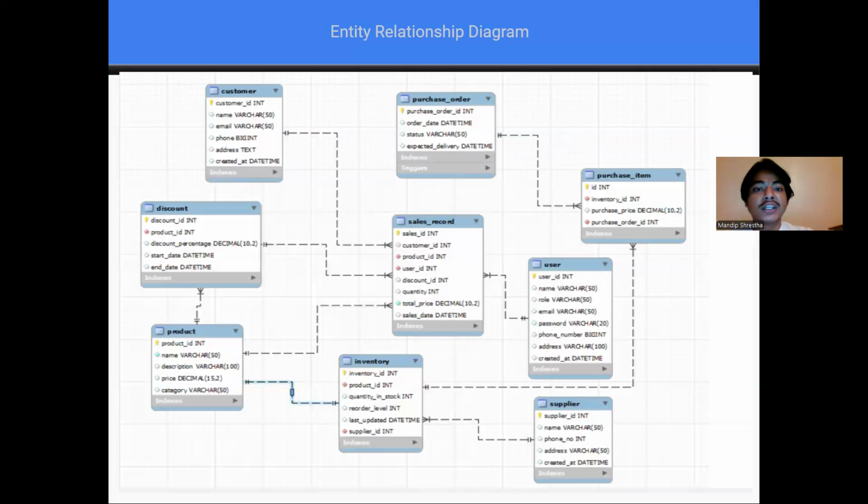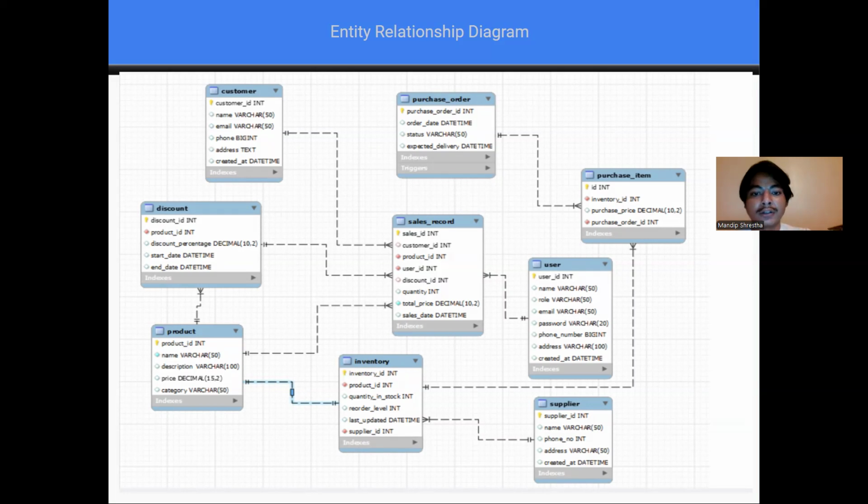This represents the ER diagram, that is the entity relationship diagram of my database system, StoreMaster. Here, basically, I have 9 tables: customer table, purchase order table, purchase item table, user table, sales record table, discount table, product table, inventory table, and supplier table.